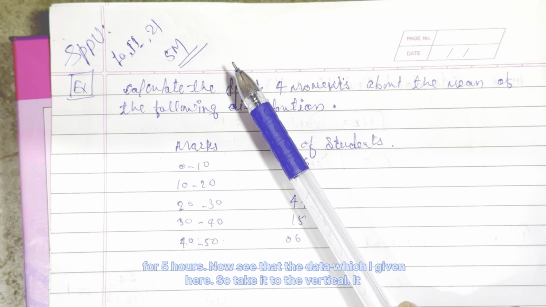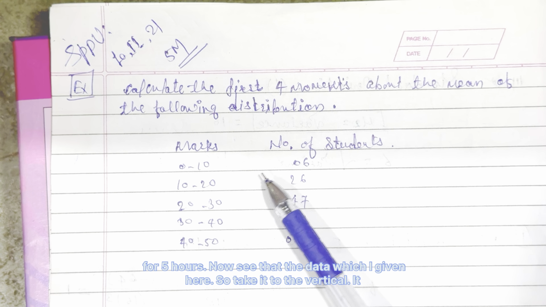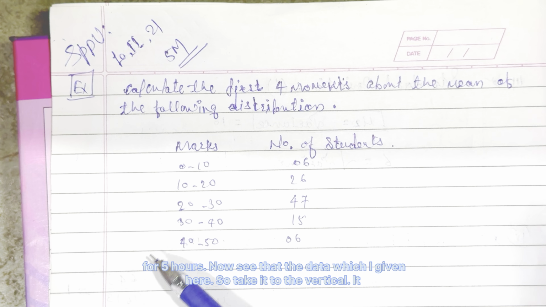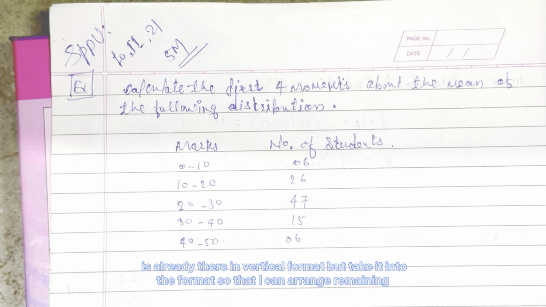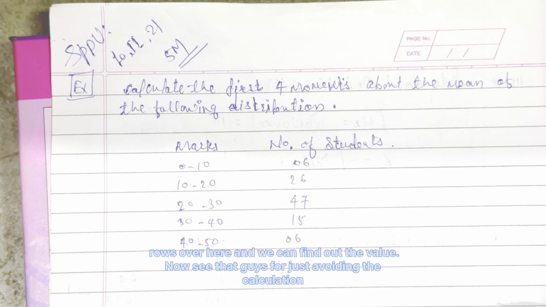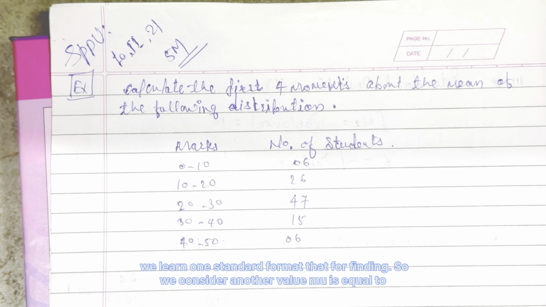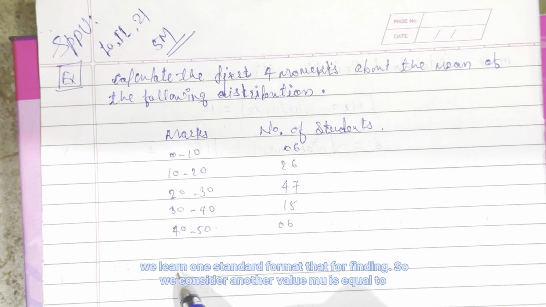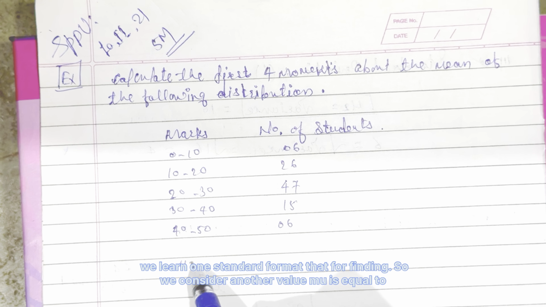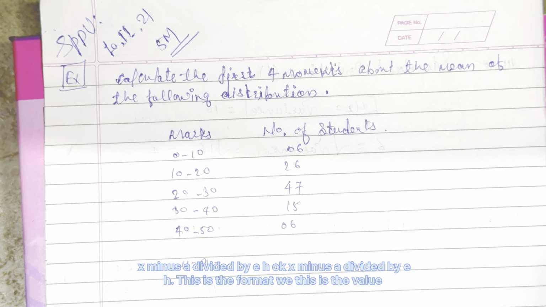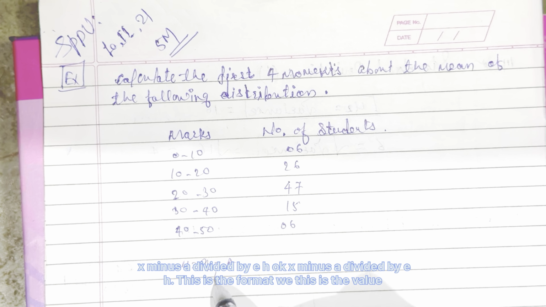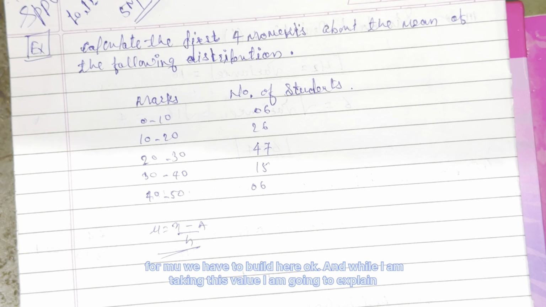It is asked for 5 marks. Now see that the data I have given is already in vertical format, but take it into the table format so that I can arrange the remaining rows and find the values. To avoid heavy calculation, we learn one standard format where we consider another value, u equal to x minus a divided by h. This is the value of u we have to build here. I will explain why I am taking this value.